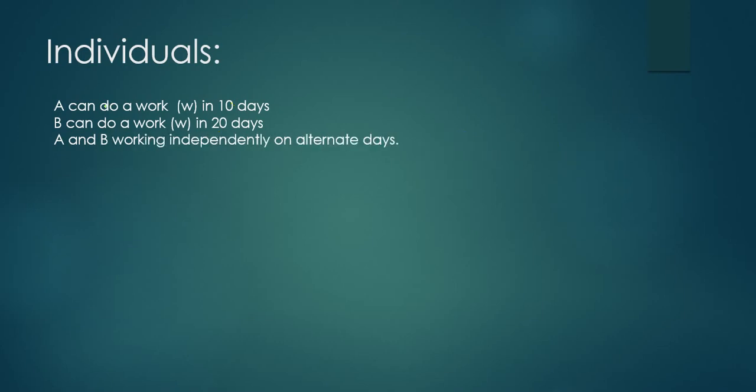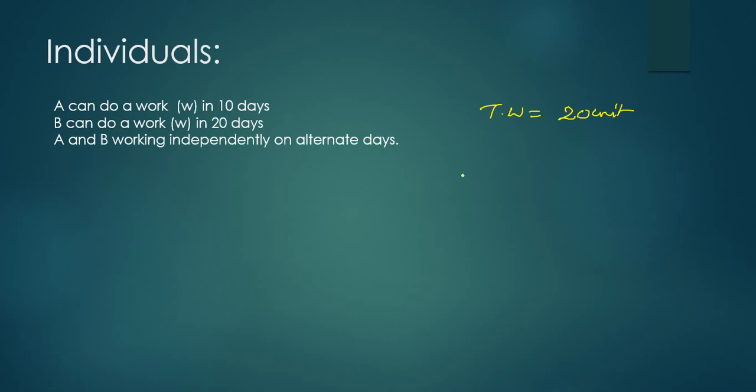Next, A can do a work in 10 days, B can do a work in 20 days. A and B working independently on alternate days. Well, how to solve this? See here, A can do a work in 10 days and B can do the work in 20 days. Assume the total work as the LCM of 10 and 20, that is nothing but 20 units. Number of days required if they work together.